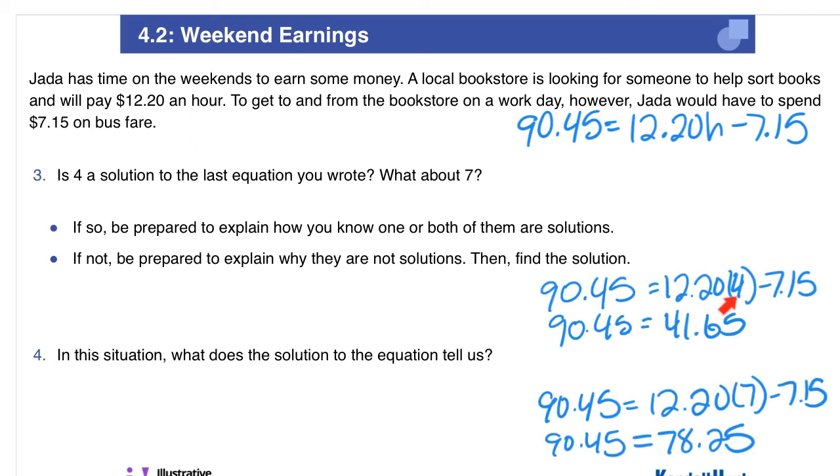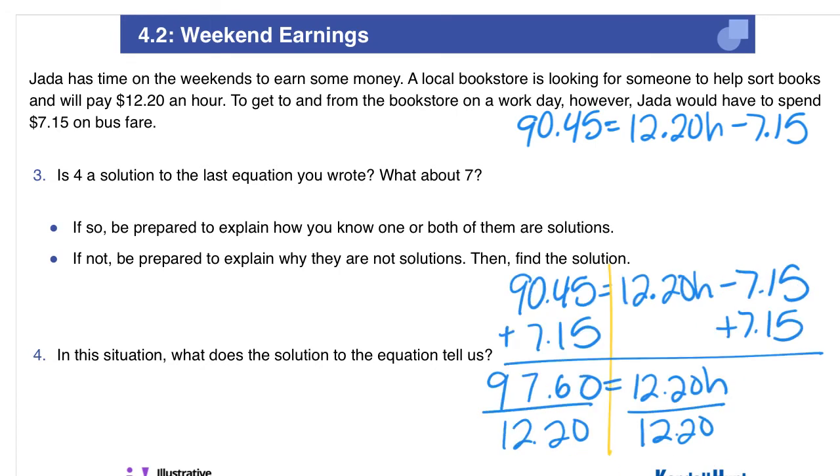Here, if we plug in 4 to the equation, we end up with 41.65 on this right-hand side. So no, that one is not a solution because it does not make it equal to $90.45. Similarly, down here, if we plug in 7, this also does not make it equal because the right side does not equal $90.45.